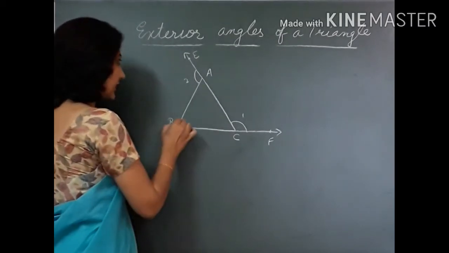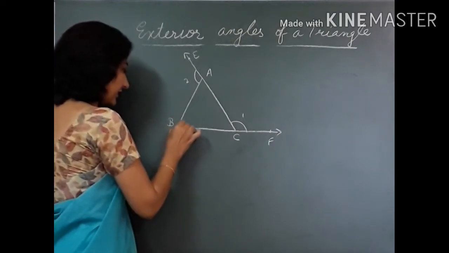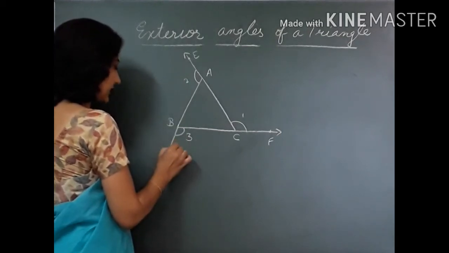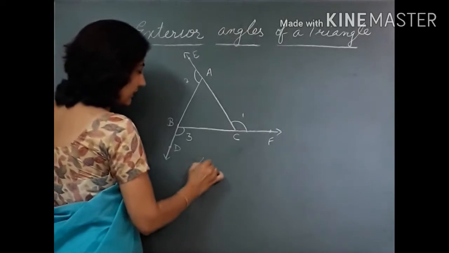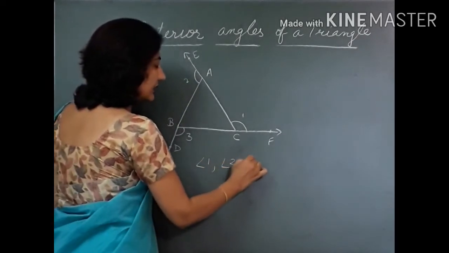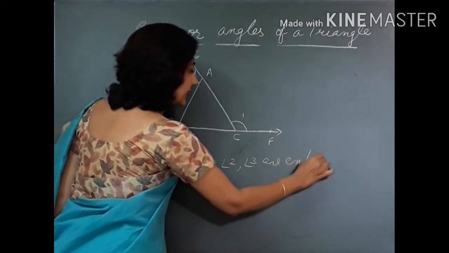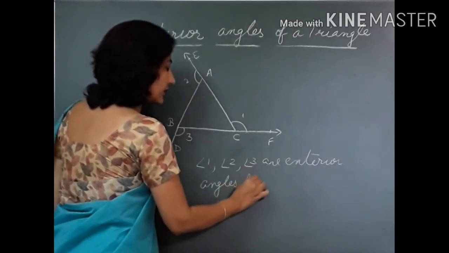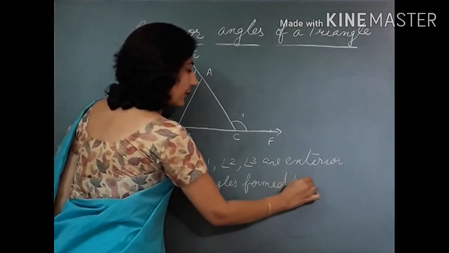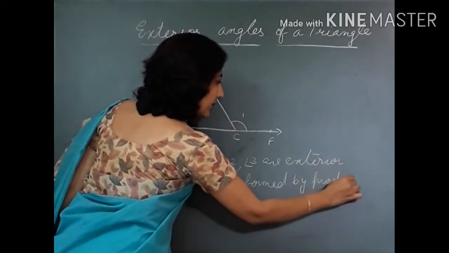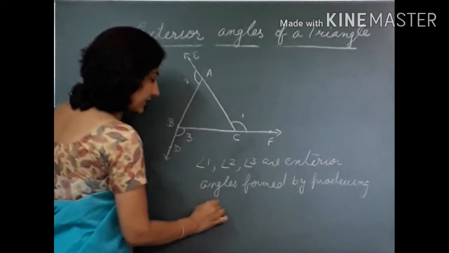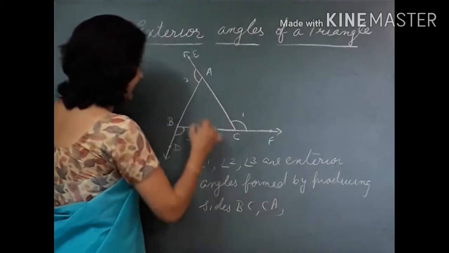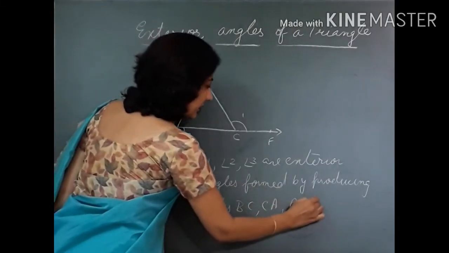Now where will the third one come? The third one will come here. This is the third exterior angle of the triangle. You can name this as D. The third exterior angle. So angle 1, angle 2, angle 3 are exterior angles formed by producing sides BC, CA and the third side AB respectively.